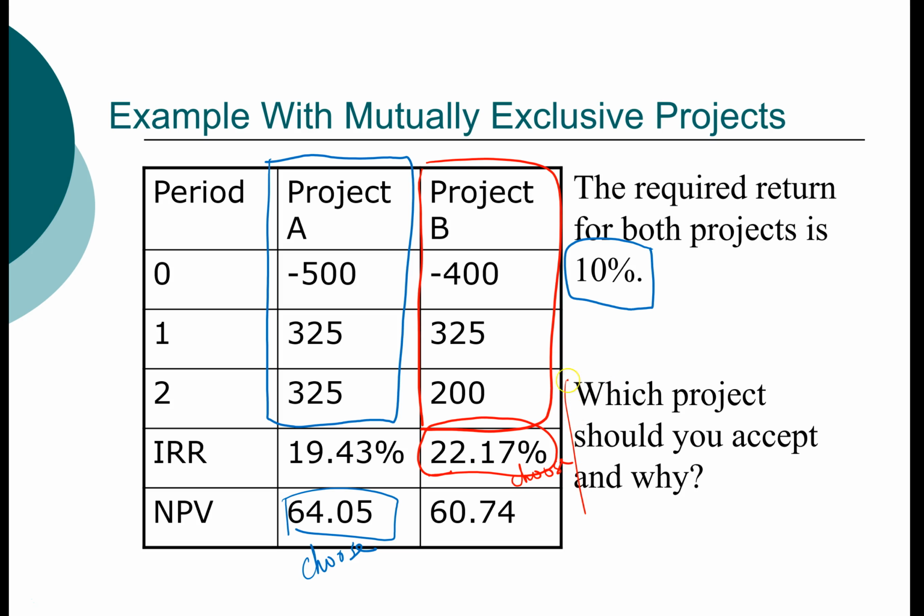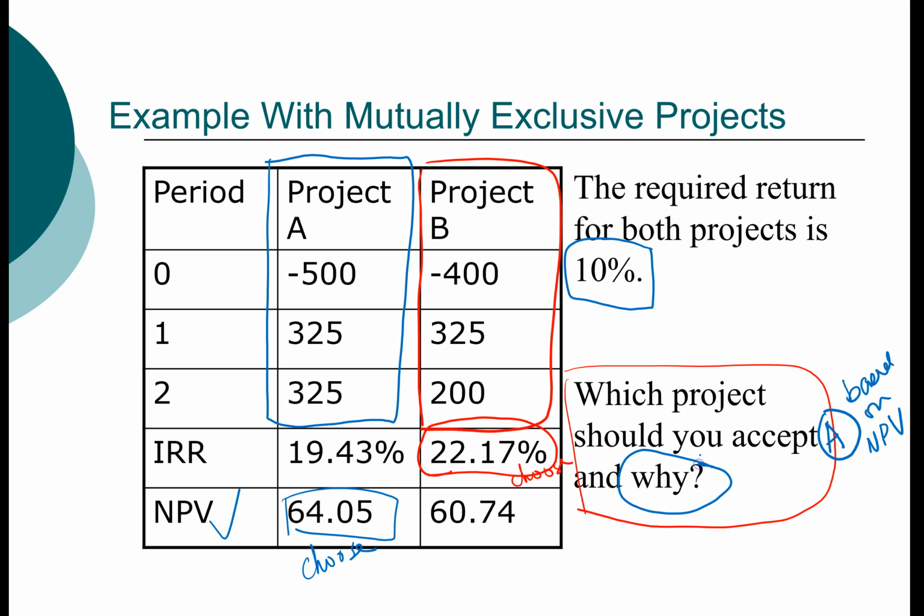So the final question then is, which project should you accept and why? The short answer to that is we should accept project A because we want to go with the net present value method. So after we decided that we'll choose A based on the net present value method, we really haven't answered the question why. So the purpose of this lecture is to go into answering why that is the case. Before we do that, I want to introduce a concept.